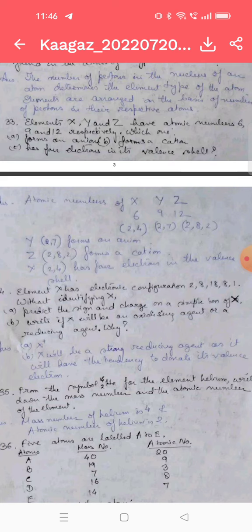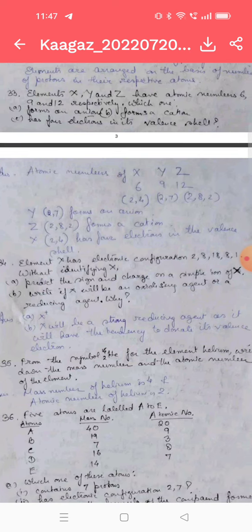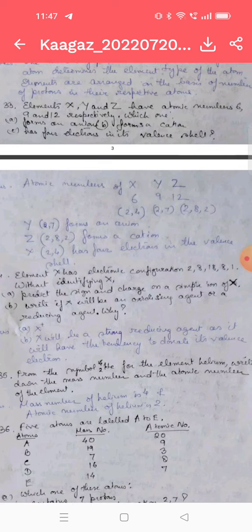It will give away that electron to form its octet, and as it is giving out 1 electron, it will form a cation, and the positive charge will be only 1, as it is giving away only 1 electron. So X plus will be the charge and the sign. Then, write if X will be an oxidizing agent or a reducing agent and why.